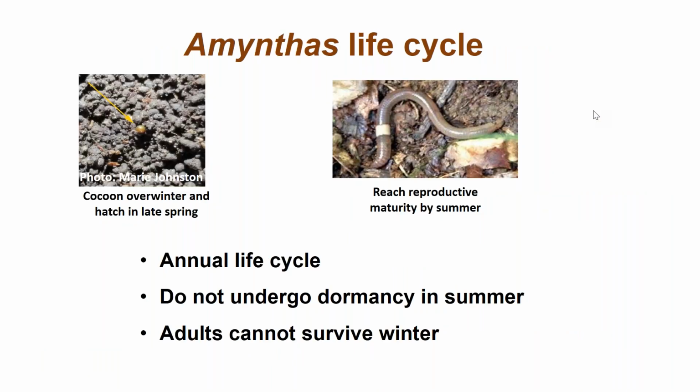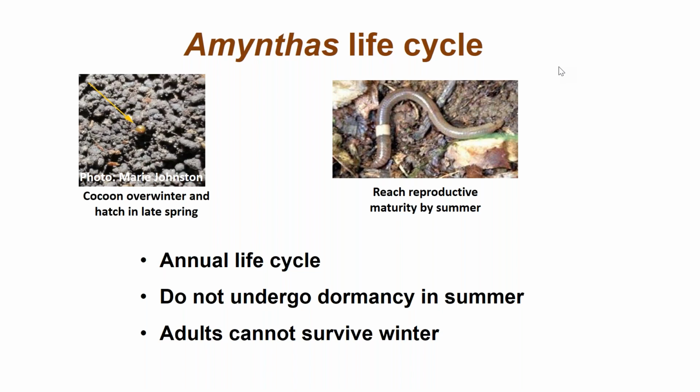Amynthas or crazy worms usually overwinter as cocoons, because all the adults die at the first frost. As soon as the first frost hits, usually all the worms will die off, and only cocoons, not all of them, but a big proportion of them will survive and hatch in the spring. And by summer, they will reach reproductive maturity and lay more cocoons.